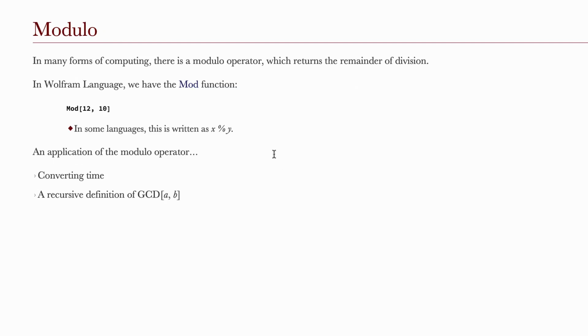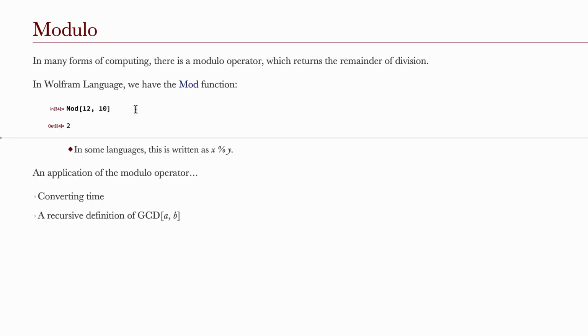Another operator we use a lot in number theory is the modulo operator. In many forms of computing, there is a modulo operator which returns the remainder of division. In the Wolfram language, we have the Mod function. Mod[12, 10] returns the remainder of 12 when divided by 10, or 2. In some other languages, this is written as x with a percentage sign y, which is read out loud as x mod y.